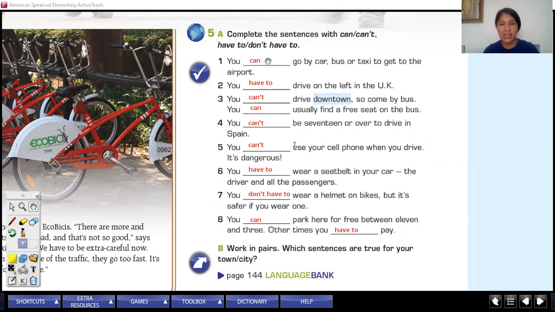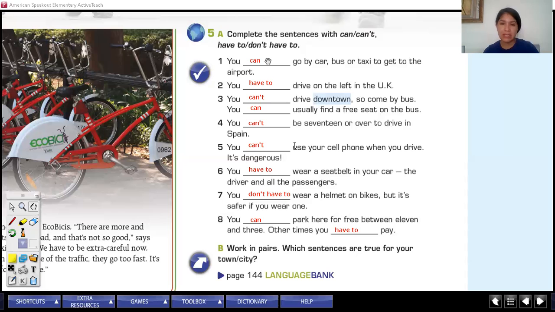Number 3, you can drive downtown, so come by bus. That one makes sense to me. So you what? You can usually find a free seat on the bus. Yeah, I think that one makes sense. Number 3. Let's go to number 4, sorry.